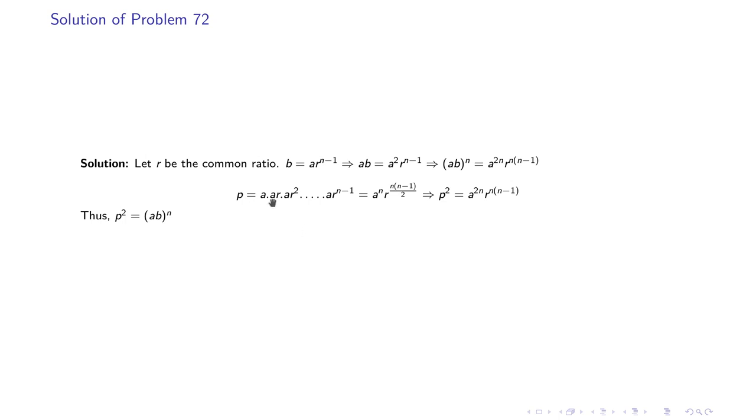Now P is nothing but A into AR into AR square up to AR to the power n minus 1. So the powers of A will get added, which gives us A to the power n. The powers of R will also get added, which is 1, 2, 3 up to n minus 1, which is an arithmetic progression. By formula, we get it as n into n minus 1 by 2, which is the power in P. Squaring, P square would be A to the power 2n, R to the power n into n minus 1, because upon squaring, A to the power n will become A to the power 2n, and the 2 from the denominator of the power of R will get cancelled. So now we can see that P square is nothing but AB to the power n.